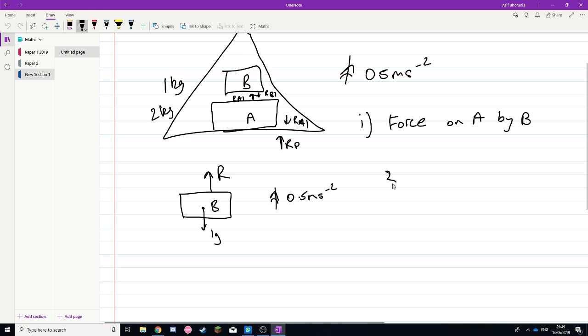That's the key thing. Newton's third law: equal and opposite forces on the two objects in question, between two objects.